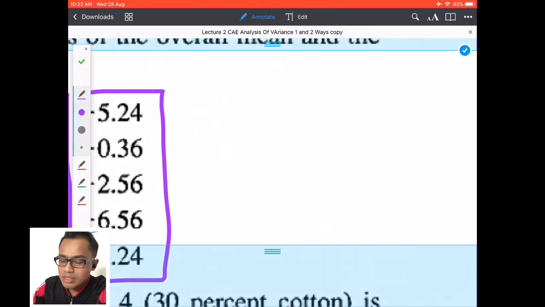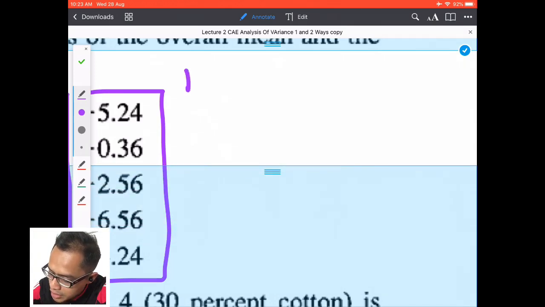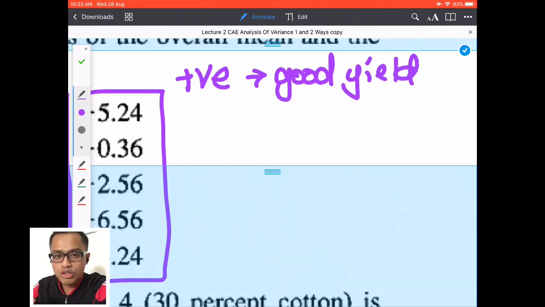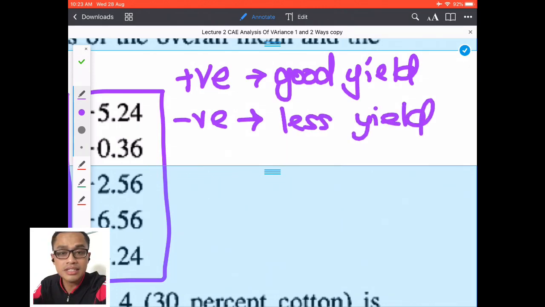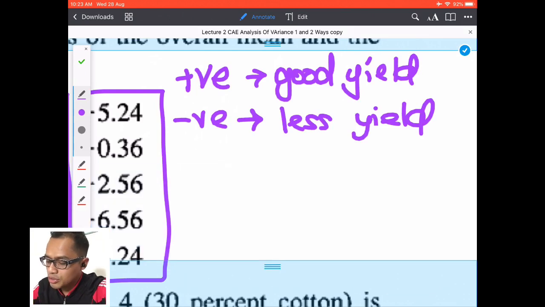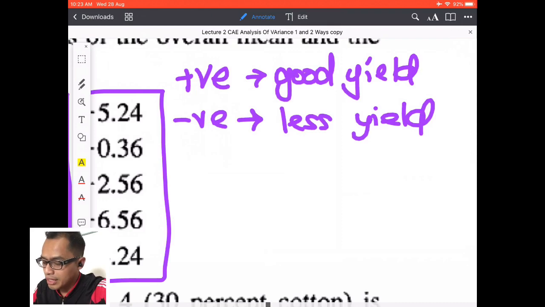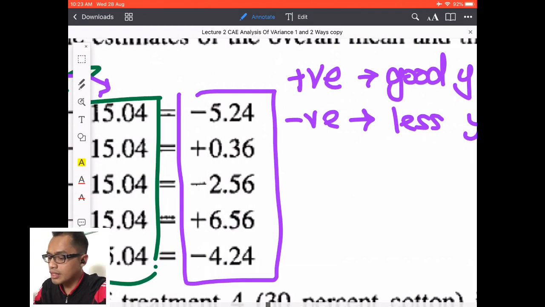These are the notes that are important. If you see a positive value, it means an increase, for example for pump rejection. Positive means good yield. If we are talking about cotton strength, a positive value means good strength. Negative value means less yield, less strength in this case. However, if we talk about reduction of something, I'll show you this one later. So from this positive and negative value, take a look at these results.